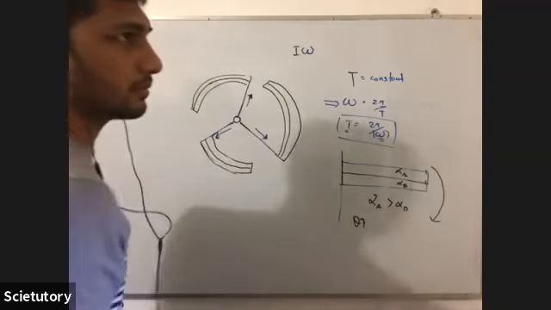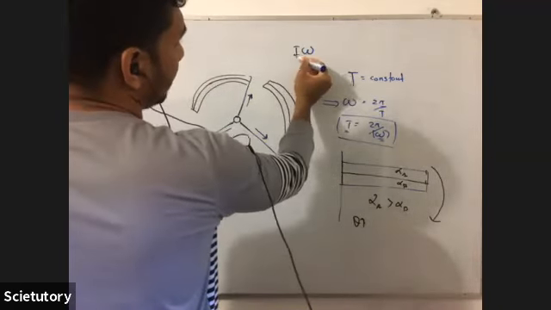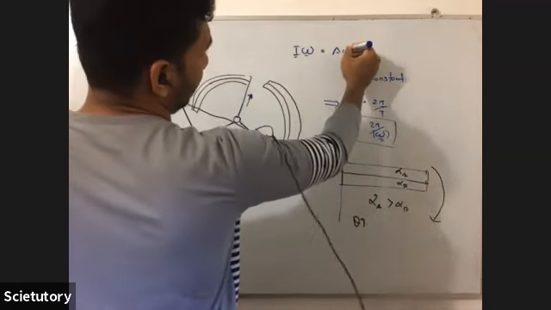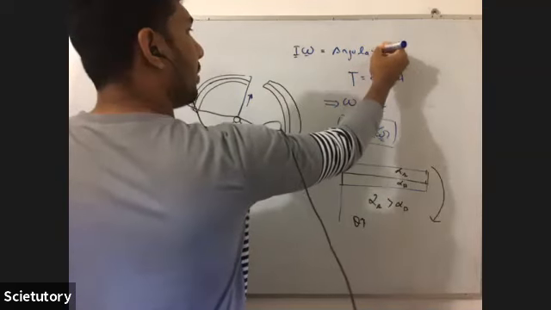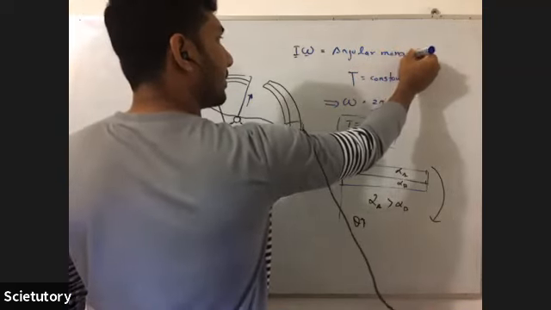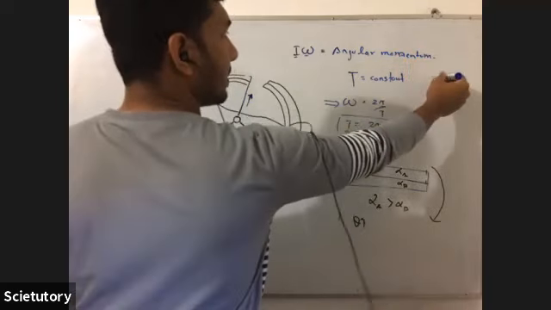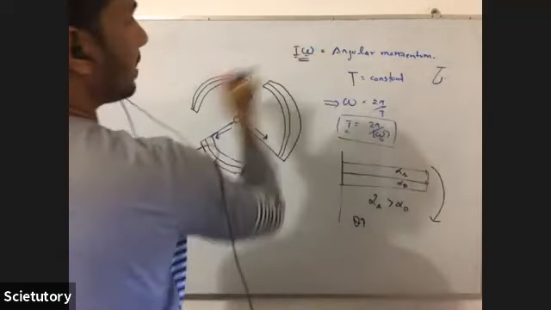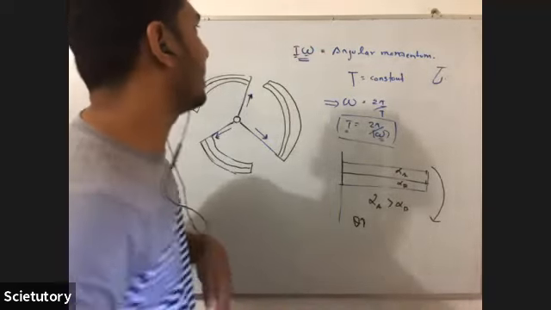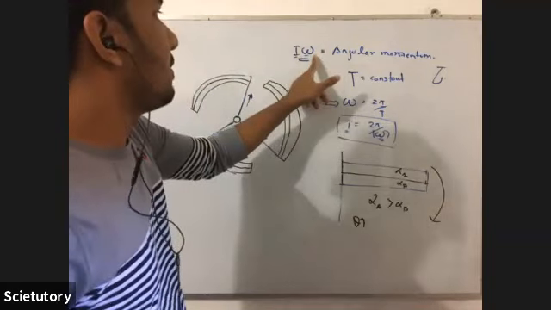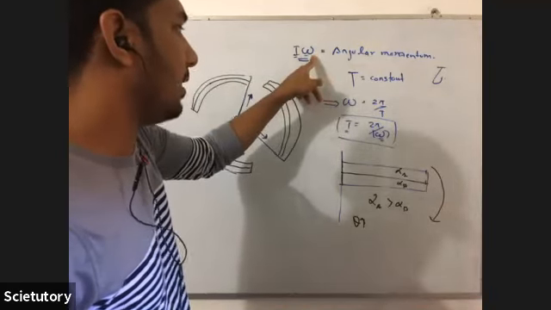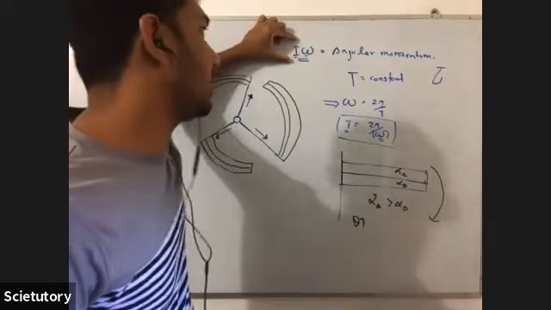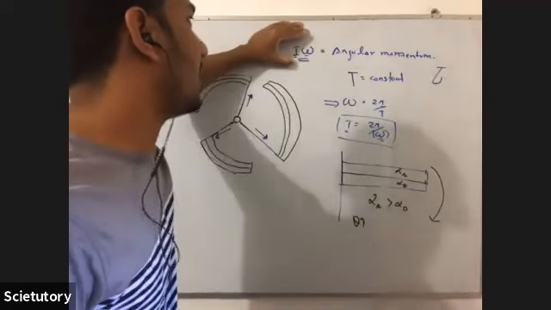What is I omega? The multiplication of I with omega. How do you call that? Angular momentum. Angular momentum is constant provided that there is no torque. If there is no torque, the angular momentum remains constant. It's conserved. So if omega is a constant, I should be a constant, because the angular momentum cannot change.